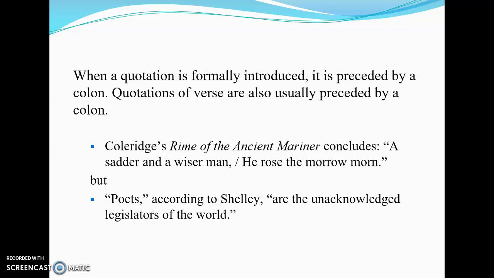Here in the next example, you can see that quotations are also usually preceded by a colon. Poets, open and close quotation, according to Shelley, are the unacknowledged legislators of the world.